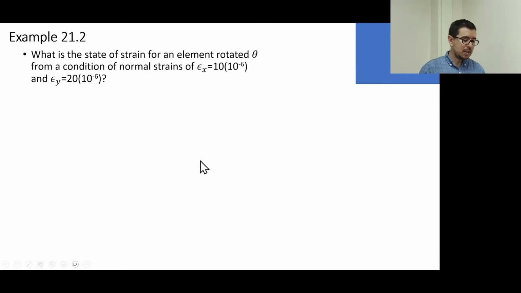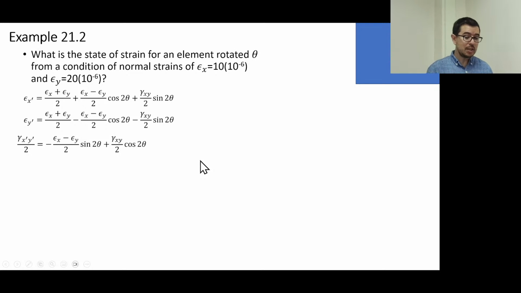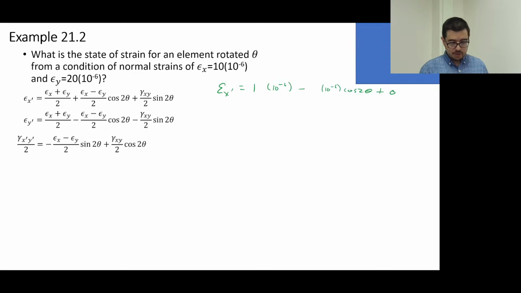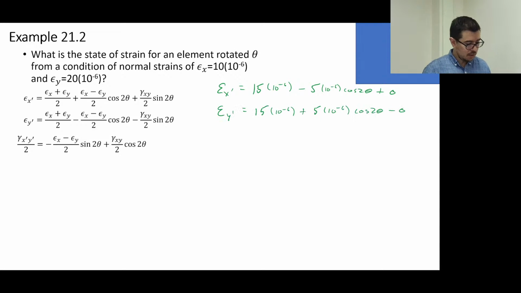Okay, so what is the state of stress or state of strain here? Once again, we can write out the nice formulas. Here's the epsilon x prime, putting in these numbers. Is this right? Yeah, 10 plus 20 divided by 2 is 15. Good. 10 minus 20 divided by 2 is negative 5. Good, these numbers are right. And gamma x prime y prime is equal to that.